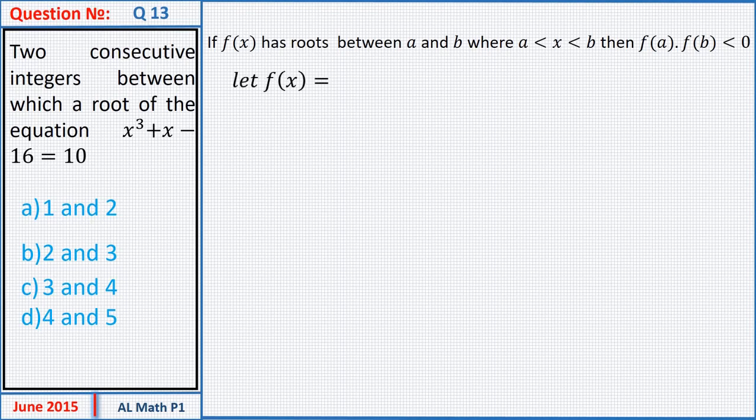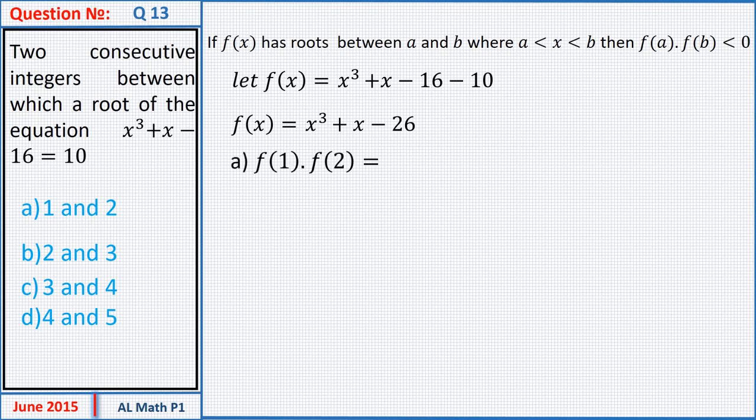So we let f of x be equal to x cubed plus x minus 16 minus 10. We send 10 to the other side. Simplifying it, we have f of x equal to x cubed plus x minus 26. Now we're going to be testing the values. Like for a, we'll take f of 1, and f of 2, and if we multiply them, is the answer less than 0?